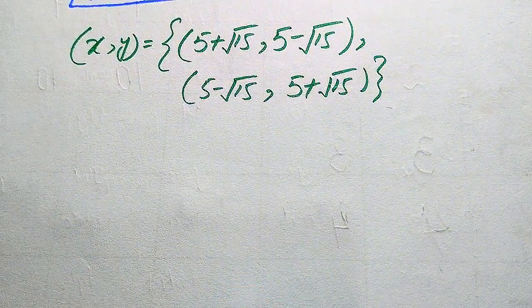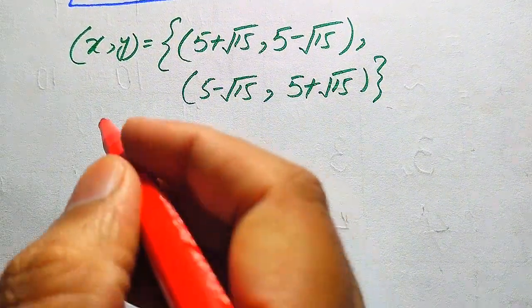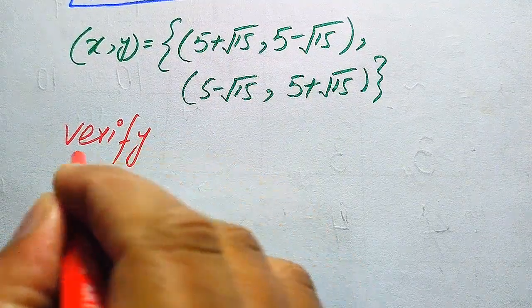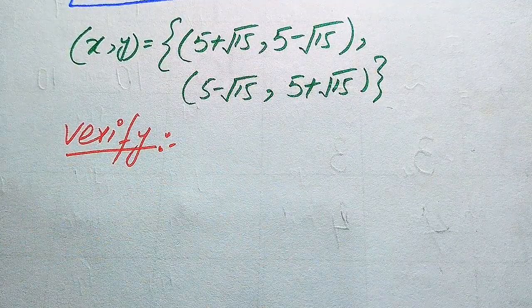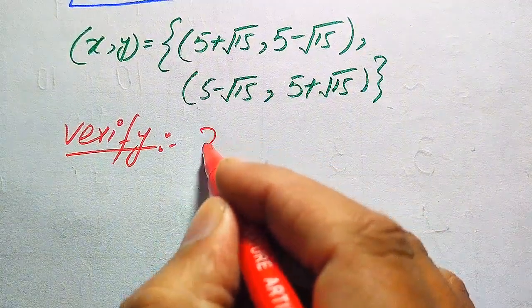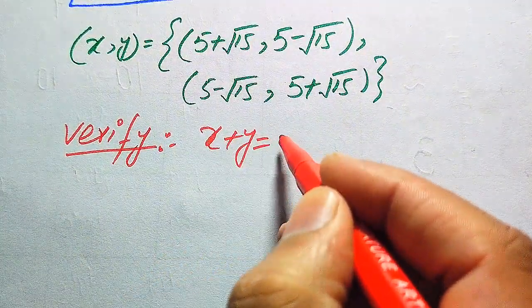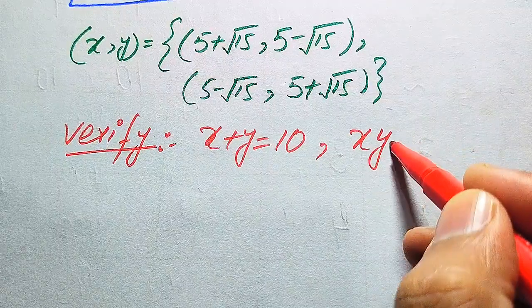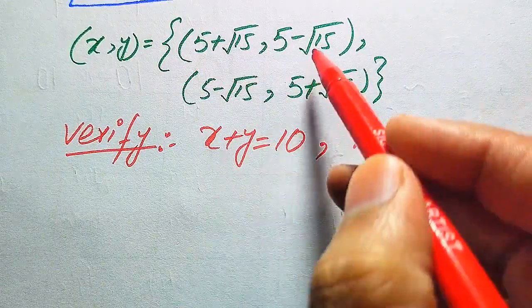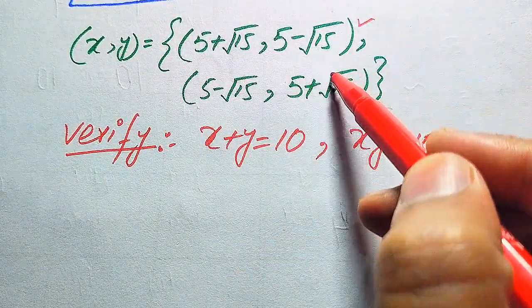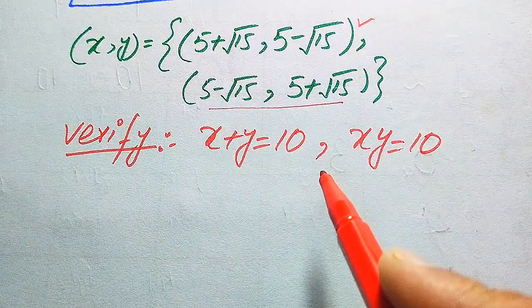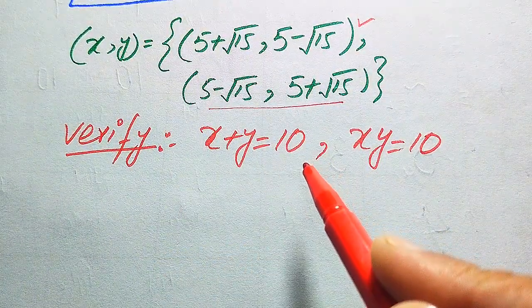And now in the next steps, we need to verify whether these values of x and y satisfy our given equation or not. So for verification of the roots, we need to copy down the given question statement here. So we have these two equations, x plus y is equal to 10 and xy equals 10. Here I can just verify one solution, and I will leave the second solution up to you. You can verify the second solution by yourself.